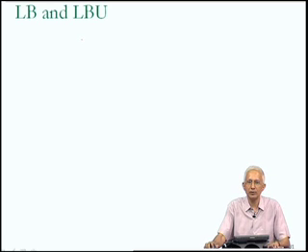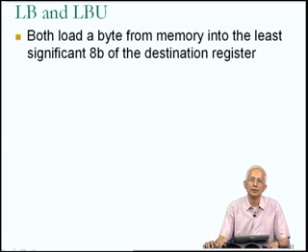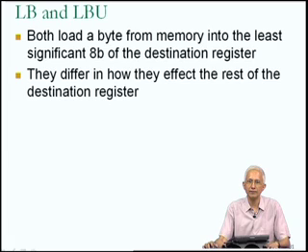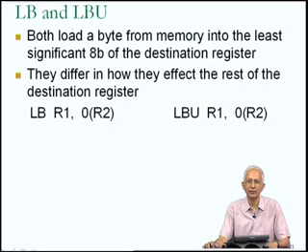So, we know that LB can be used to transfer a byte from memory into a given register. LBU can also be used to transfer a byte from memory into a given register. How do they differ? Both do the same functionality, loading a byte from memory into the least significant 8 bits of the destination register. They differ in how they affect the rest of the destination register. Remember that each of the MIPS1 registers is a 32-bit register. If you load a byte into the register, that tells you how 8 of the bits of the register are modified. What about the remaining 24 bits? Now, the two instructions differ in how they affect the remaining 24 bits.